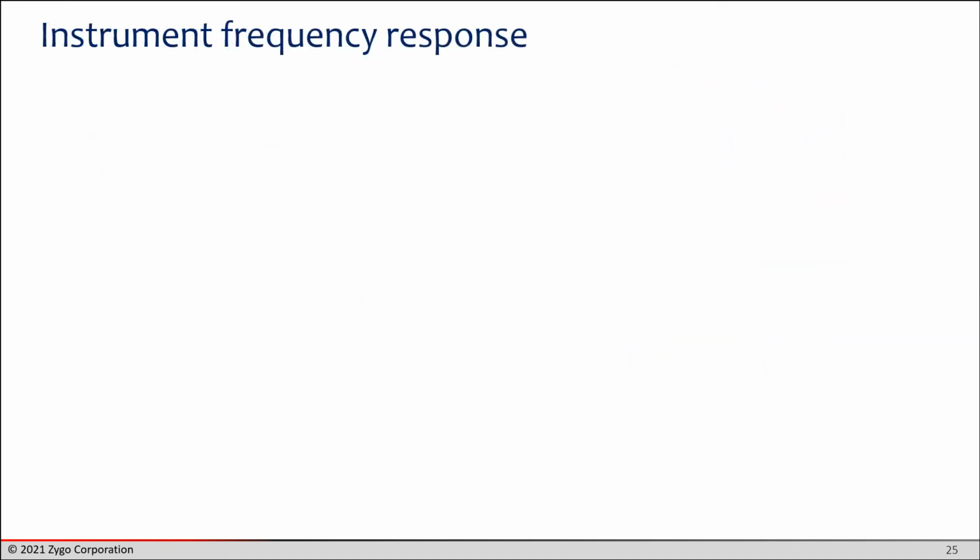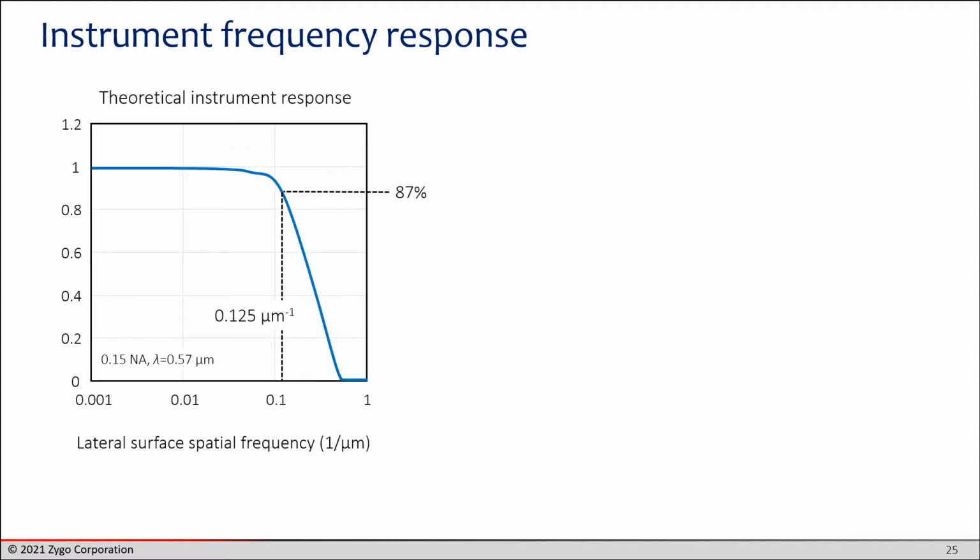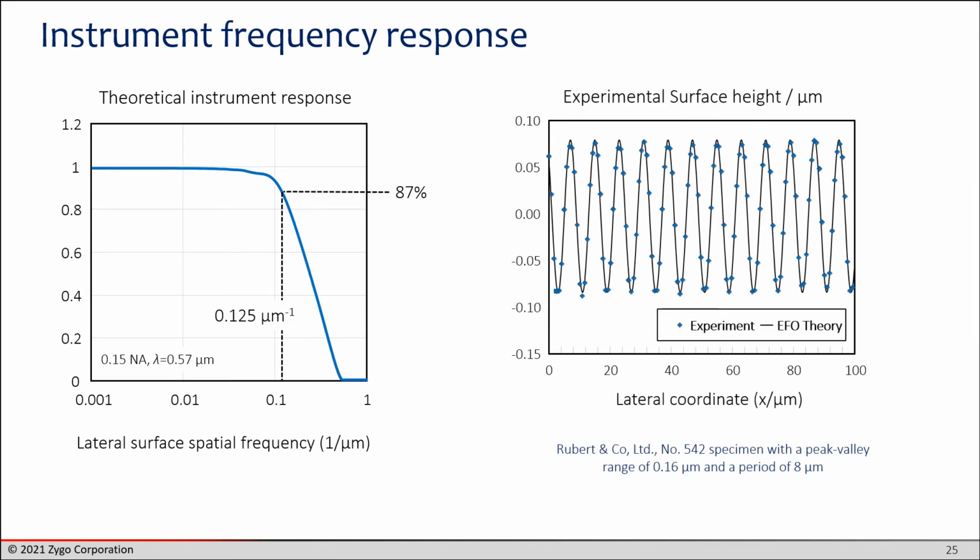If we repeat the simulation over a range of sinusoidal spatial frequencies, we can generate a graph like this, the theoretical instrument response, as a function of spatial frequency. So the instrument response is the measured amplitude compared to the known amplitude of a sinusoid. And this has been verified experimentally. For example, at the 0.125 inverse micron spatial frequency, you can get a material measure, an actual physical sinusoid, look at that experimentally with a CSI instrument, and you find a very good match to the EFO modeling.